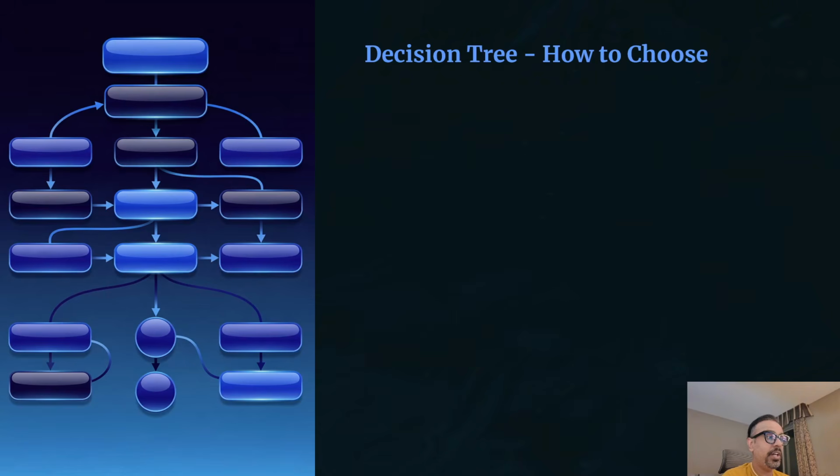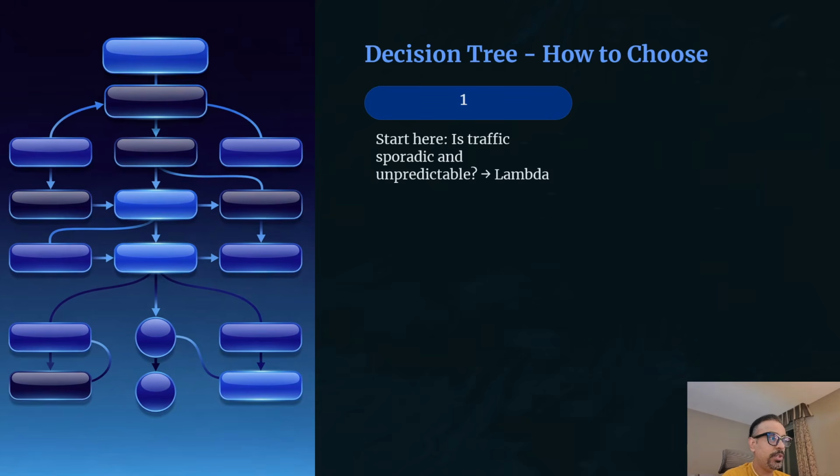And here's a simple decision tree for you on how to choose Lambda, ECS, or EKS. So based on the decision tree, let's understand. The first question you should consider while deciding: is your workload event driven and unpredictable? Examples: processing uploads, responding to webhooks, scheduled maintenance tasks. If yes, Lambda is the answer for you. It's the simplest and the cheapest option to get your work done.